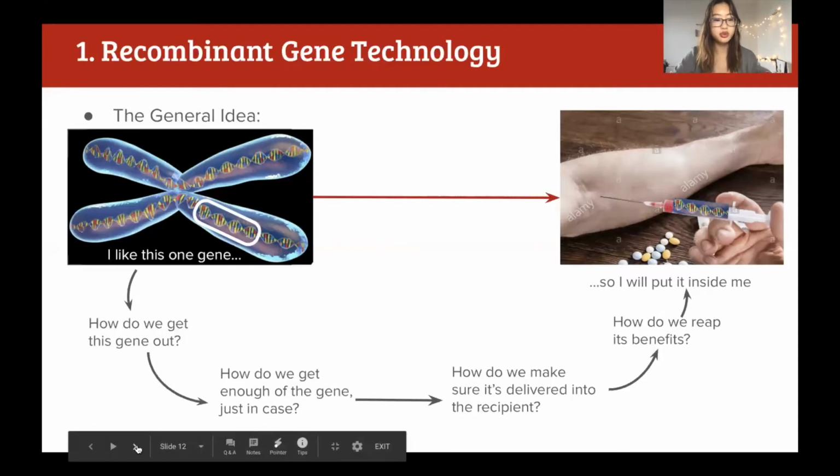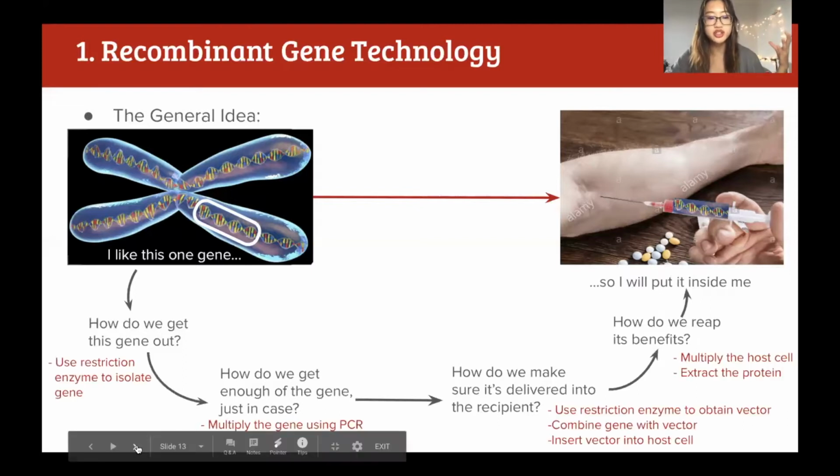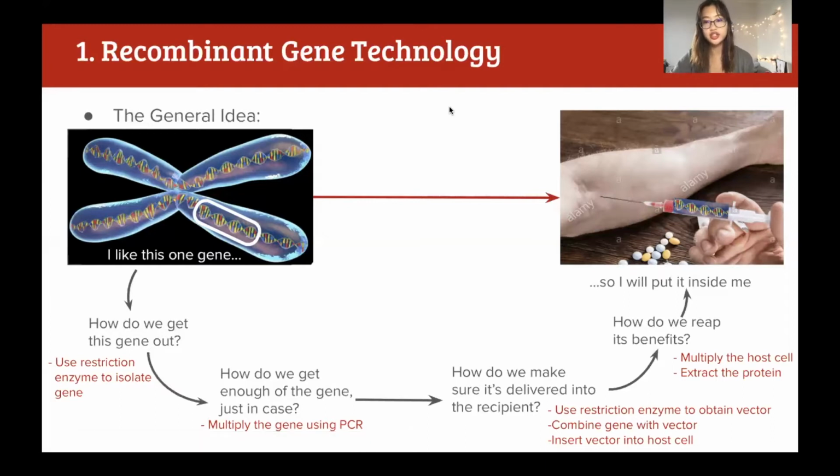we can move on to really thinking about how we're going to get this done. So this is how we're going to get our DNA from point A to point B. How do we get this gene out? Well, we're going to use restriction enzymes to isolate our gene. Then after that, how do we get enough of this gene just in case? We're going to multiply the gene using PCR.